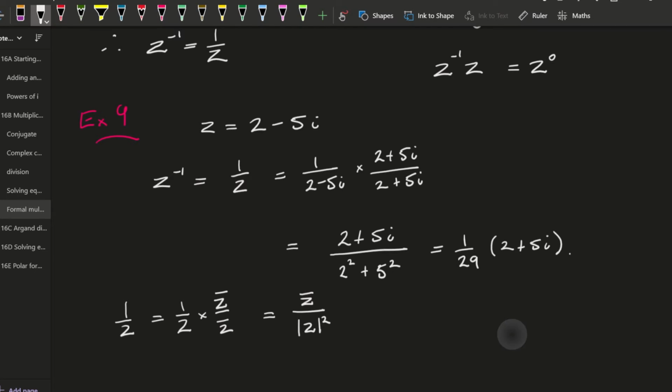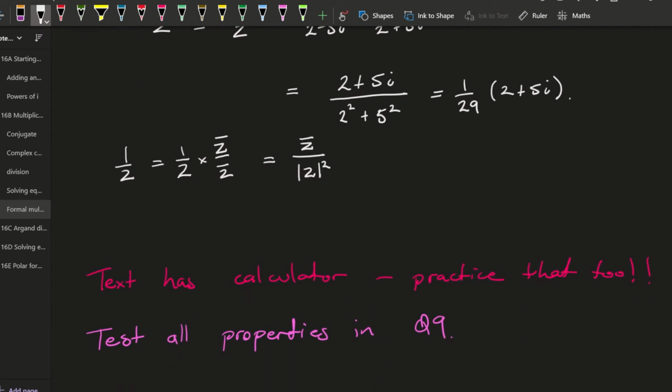Now, I just want to say that the textbook has a good section on using the CAS for imaginary numbers or complex numbers. So please practice that, follow along with what they have there. Also, question 9 follows on from that example we just did, and it has lots of properties that you need to test. So please get on with that.